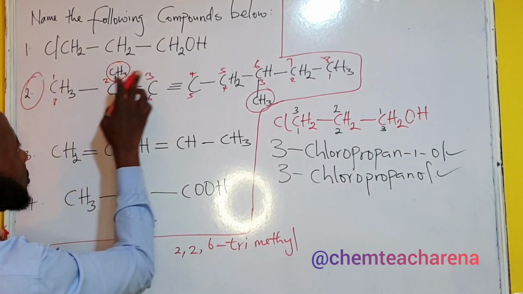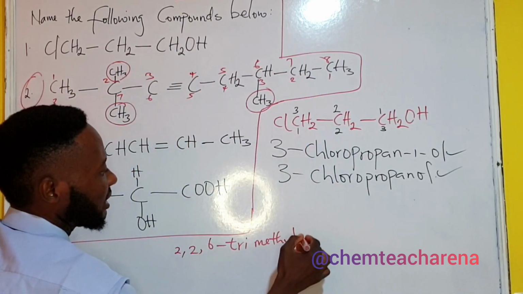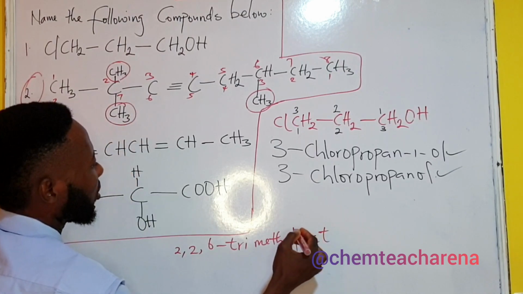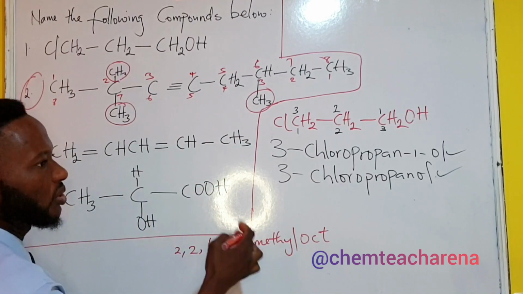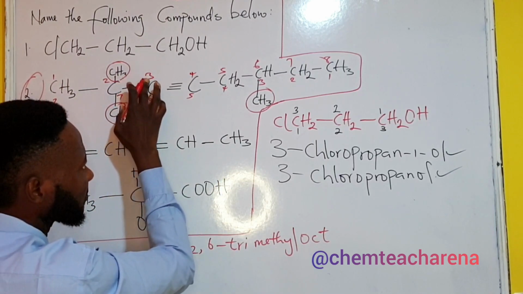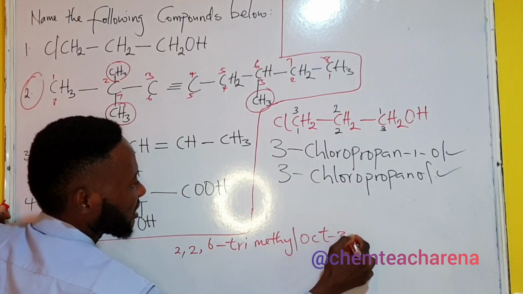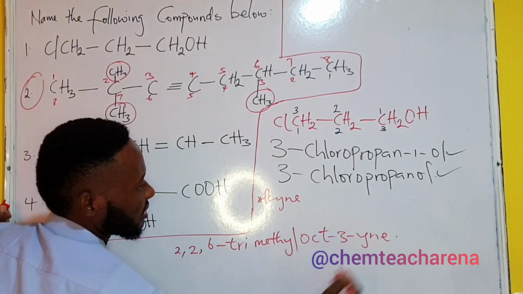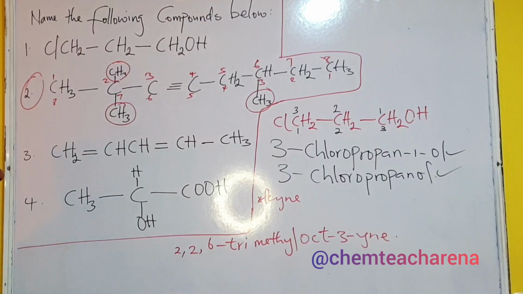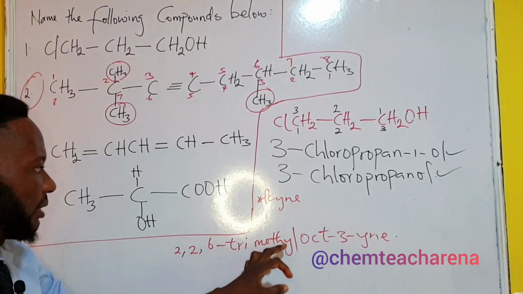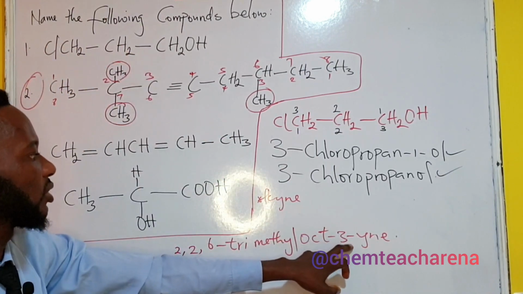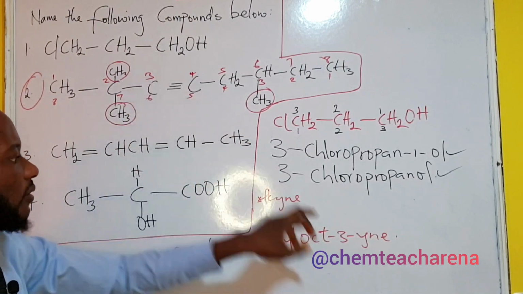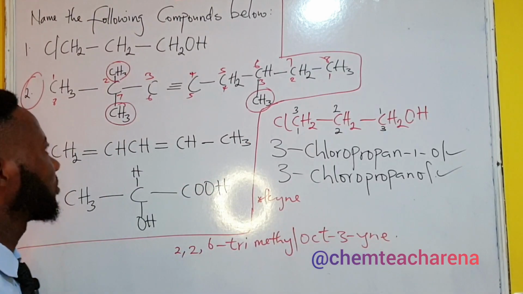So we have 1 2 3 4 5 6 7 8. That is oct. 1 2 3, octane. I'm taking this oct from the word octane. Did you get that? So my naming is 2 2 6 trimethyl octyne. So 1 2 3. This 3 is the position of the triple bond, because this 3 indicates the position of the triple bond. I hope that is clear.